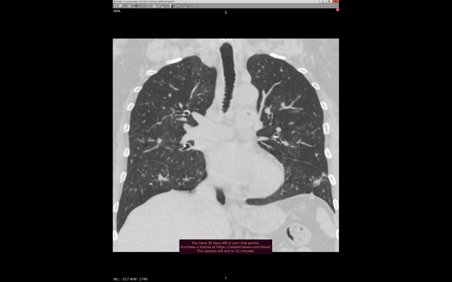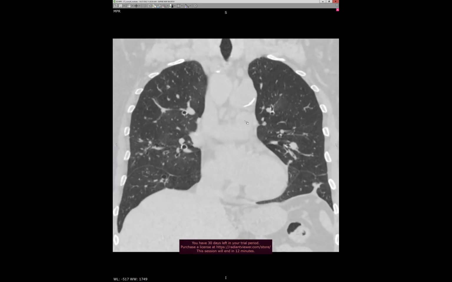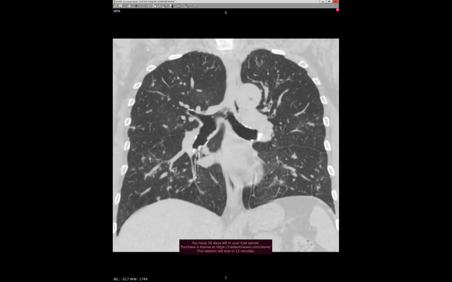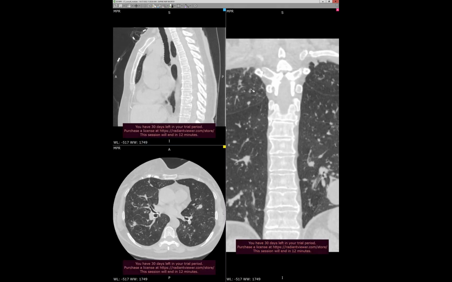But I do like something lymphoid as well, given the involvement of the peribronchovascular interstitium. Yeah. But it's been going on for a long time, huh? Yeah. Interesting. Anyways.